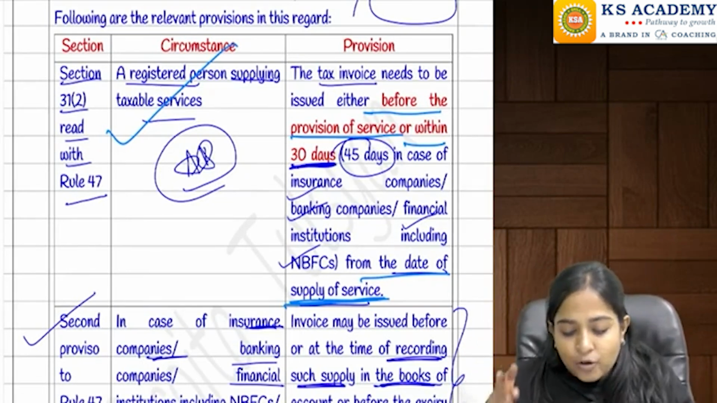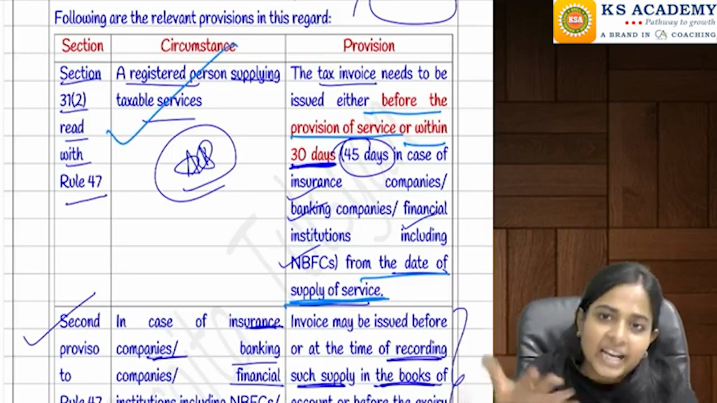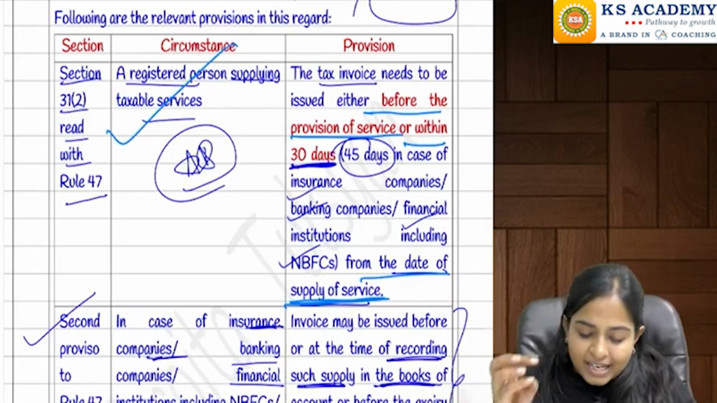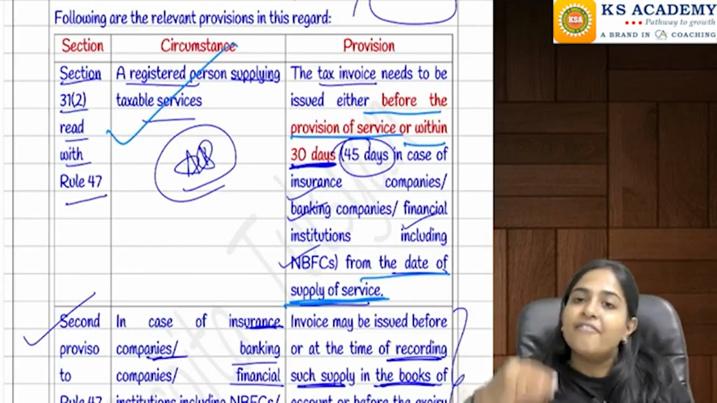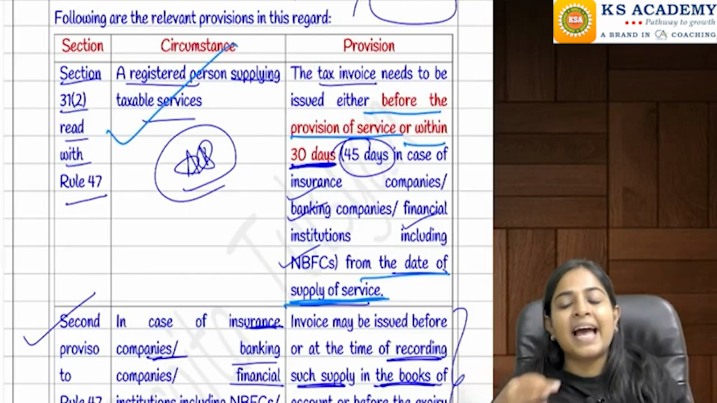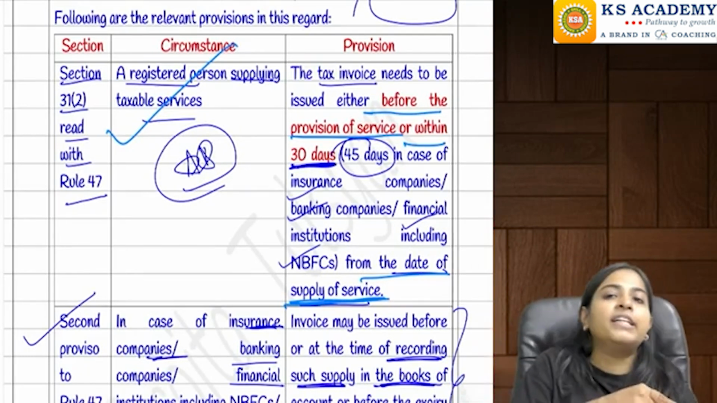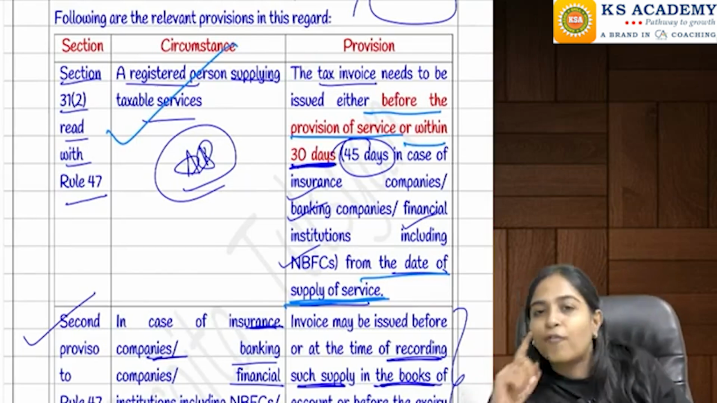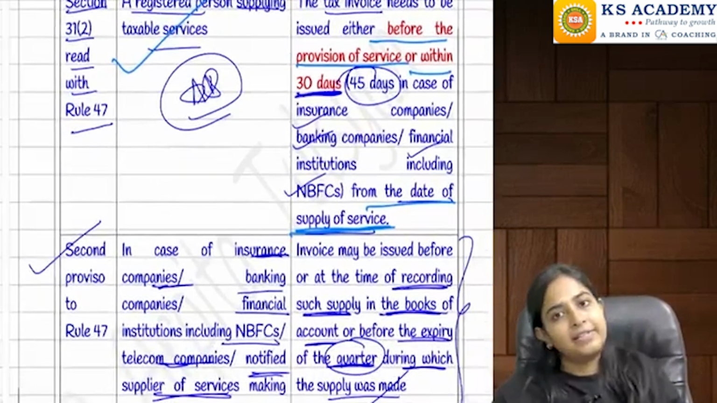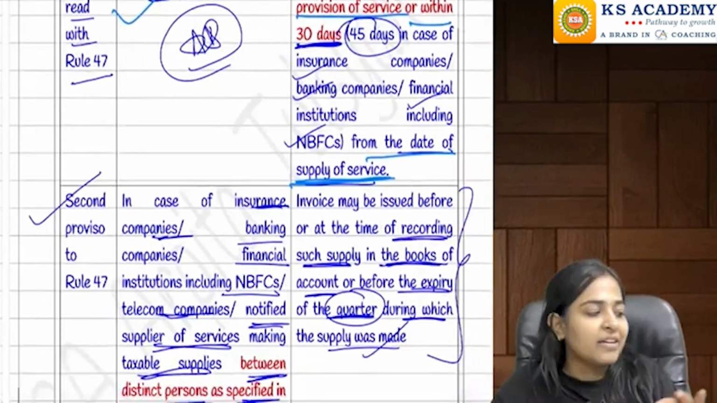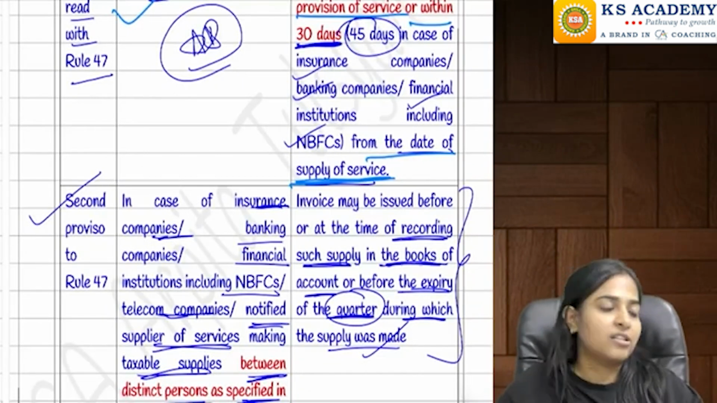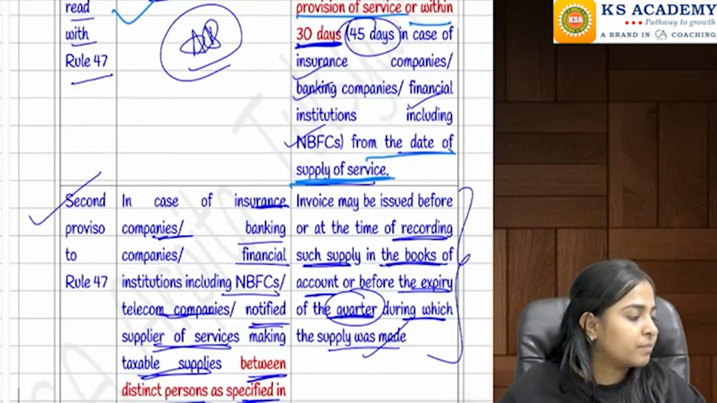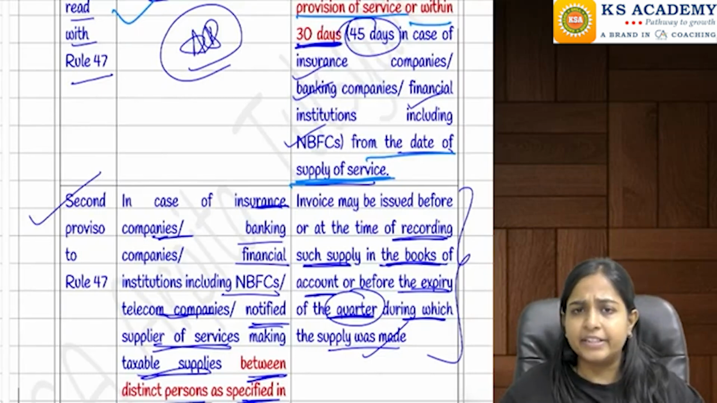And in case of an insurance company, banking company, financial institutions, including NBFCs, whenever they are providing any service, instead of 30 days, they can issue the invoice within a time period of 45 days from the supply of service. So here the GST authorities are giving us a time period of 30 days to issue the invoice. Very clear with this? Yes.